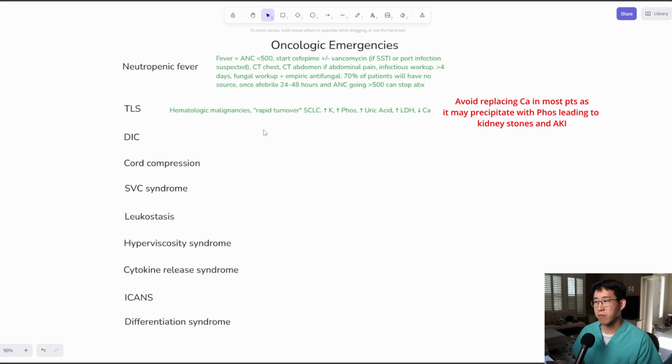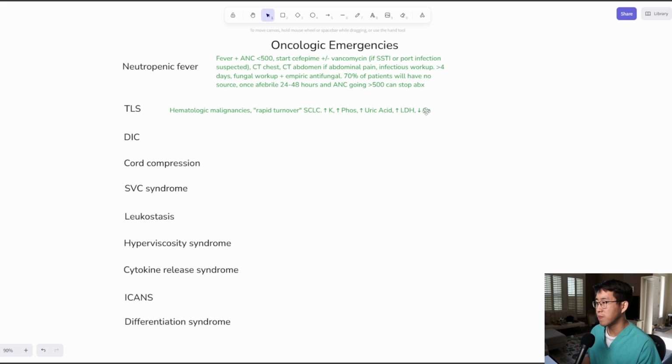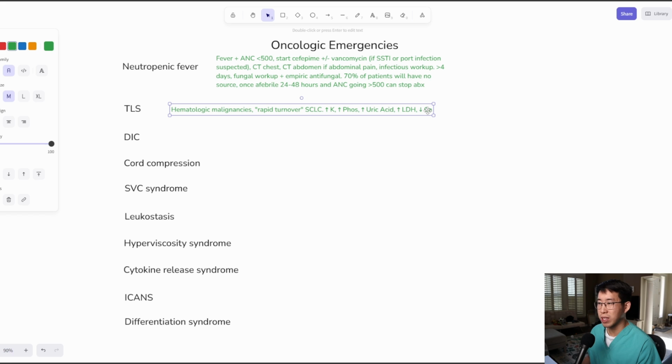Just because it's very common after the first cycle of chemo does not mean that you can't have spontaneous tumor lysis syndrome. You can definitely have just a lot of cell turnover in general, and so it does not have to be correlated with chemotherapy. Generally, what we do for management of this is we get Q8-hour tumor lysis syndrome labs, which is basically all of the above labs right here.